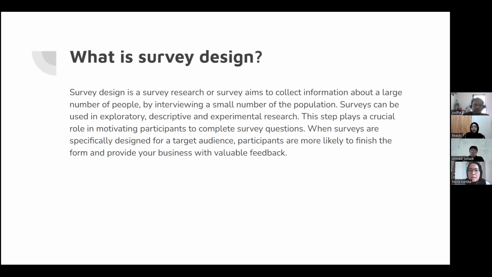So I will explain what survey design is. Survey design is a survey research or survey that aims to collect information about a large number of people by interviewing a small number of the population. Surveys can be used in exploratory, descriptive, and experimental research. This step plays a crucial role in motivating participants to complete survey questions. When surveys are specifically designed for a target audience, participants are more likely to finish the form and provide your business with valuable feedback.